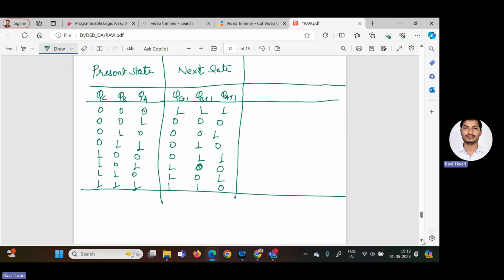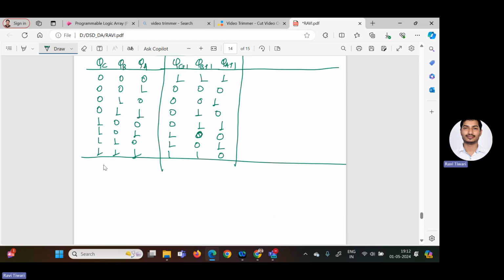Now we will use the T flip-flop for this design. So here we require the excitation table of the T flip-flop. Here we will consider Qn and Qn plus 1: 0, 0, 1, 1, 0, 1, 0, 1 ... and the value of T is 0, 1, 1, 0. To understand it better, if they are the same, then the value is 0. If it's different, then the value is 1. The same concept you have to use here also.